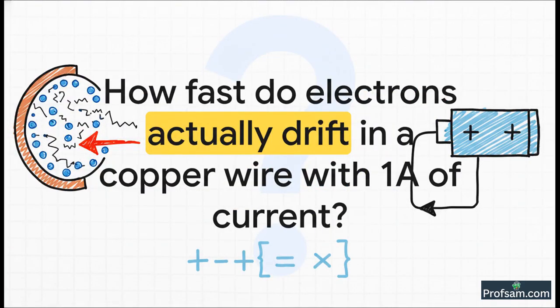Now, this constant start-stop motion means that on average, the electron only moves forward very slowly, but just how slow is slow? You know what? Let's actually calculate it. Let's find out the drift speed for electrons in a normal copper wire carrying a pretty standard current of 1 ampere.